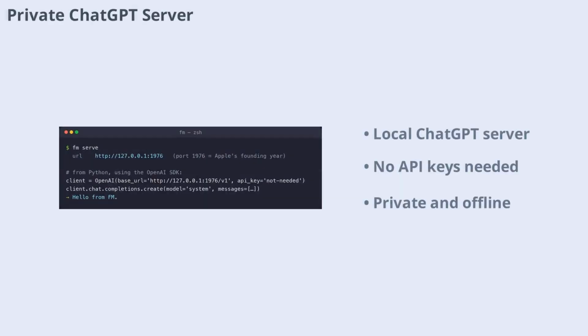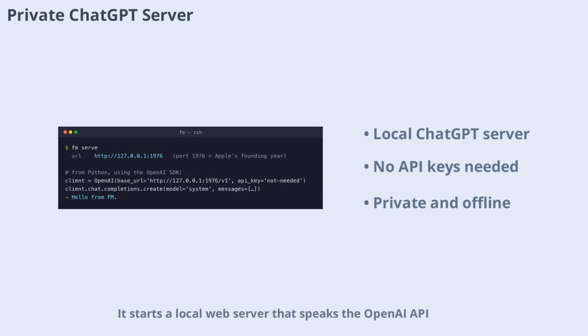With the FM serve command, your Mac can act as a private ChatGPT server. It starts a local web server that speaks the OpenAI API, so any compatible tool can use your Mac's LLM instead of an external service. This means you can run AI-powered scripts, extensions, or chat apps locally with no API keys or extra costs. It's a powerful way to bring AI capabilities to your entire workflow, all while keeping your data private.